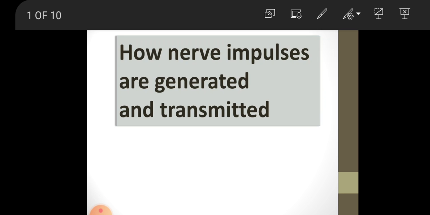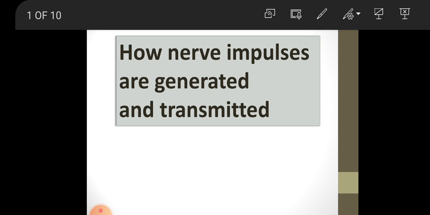And the autonomic nervous system, which can be classified into two divisions: sympathetic and parasympathetic. Here we are going to discuss how nerve impulses are generated and transmitted in all cells, including neurons.